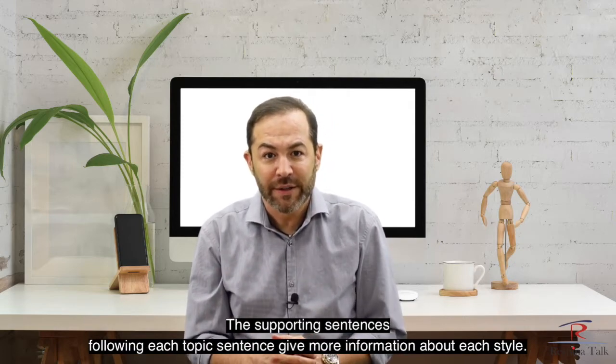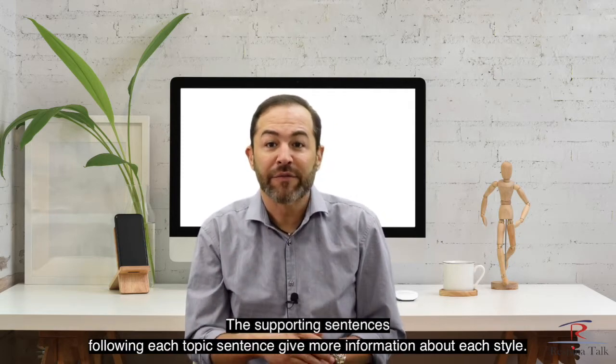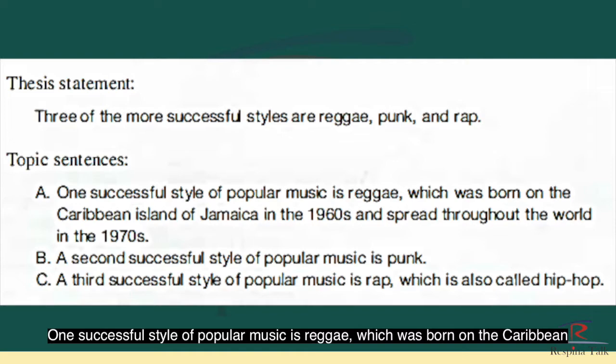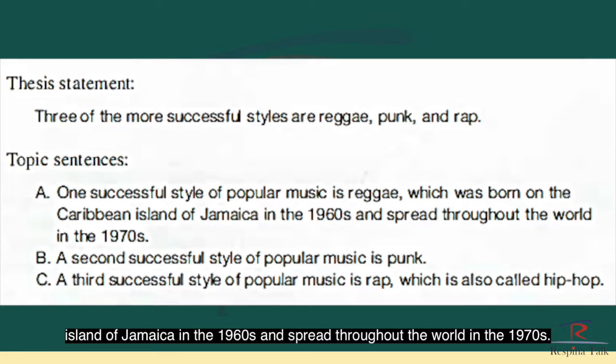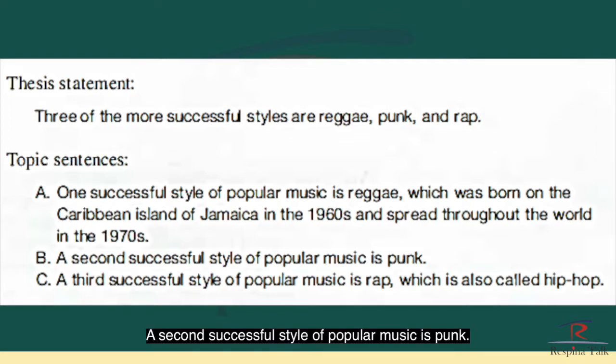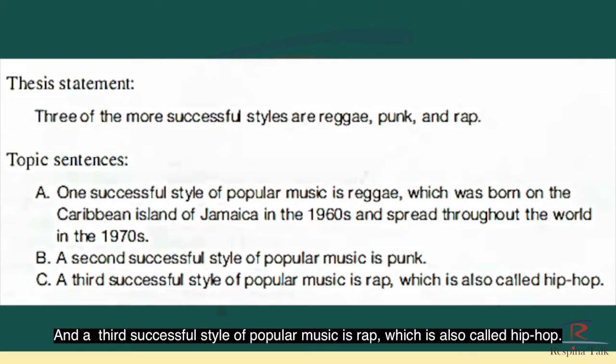The supporting sentences following each topic sentence give more information about each style. Now, let's take a look at it. The thesis statement is: three of the more successful styles are reggae, punk, and rap. And the topic sentences: one successful style of popular music is reggae, which was born on the Caribbean island of Jamaica in the 1960s and spread throughout the world in the 1970s. A second successful style of popular music is punk. And a third successful style of popular music is rap, which is also called hip-hop.